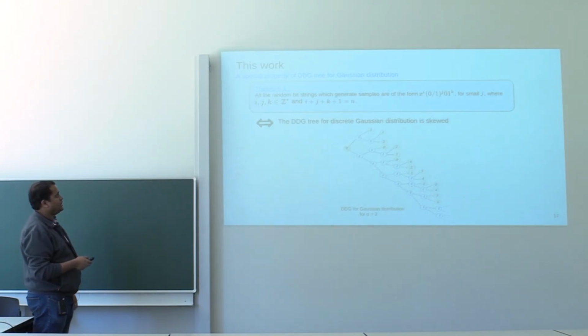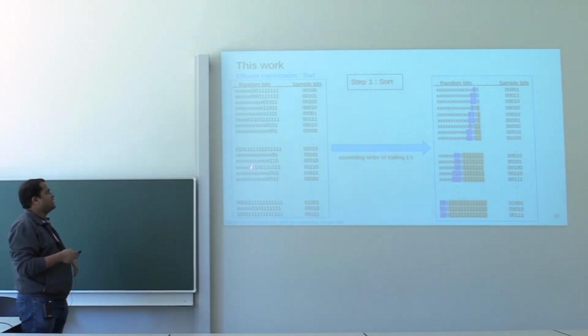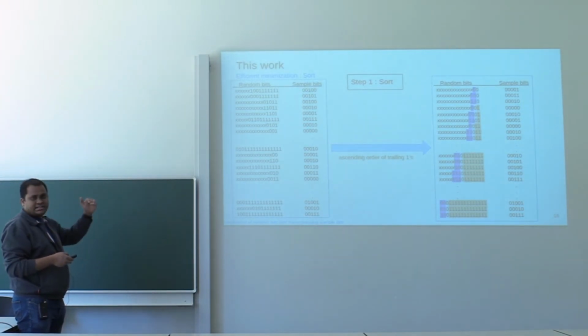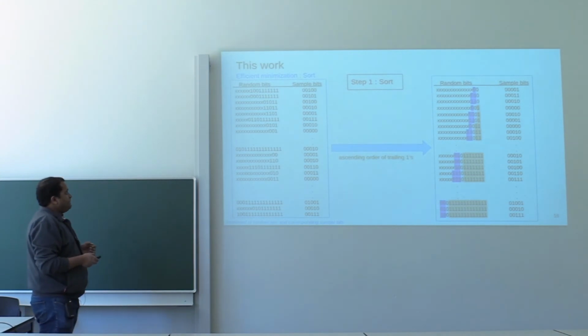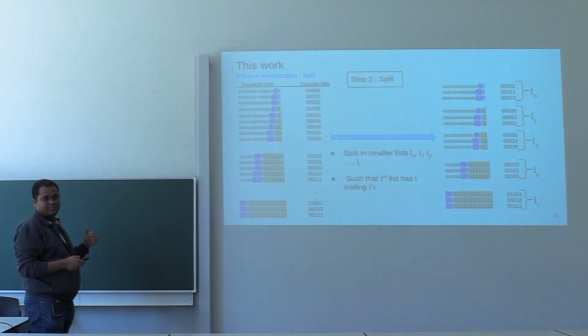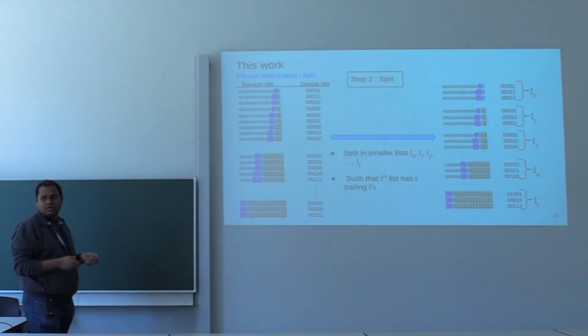So my first stage: first I got these random bits and their corresponding sample bits, right? Now I sort them in ascending order of trailing ones. So here you see in this one there is no trailing one, there is 0, and this is 1, this is 2, and so on. In the next stage I split them into smaller lists L0 to LL, such that the ith sublist has only i trailing ones. I can split them into sublists.